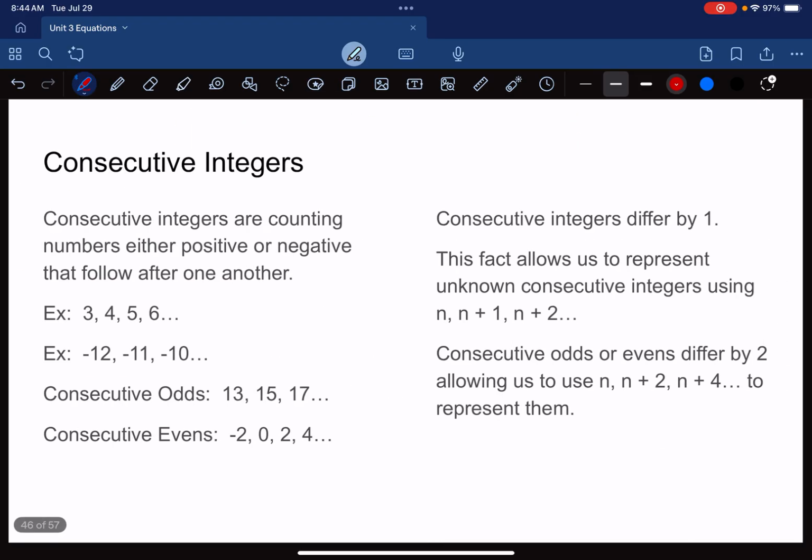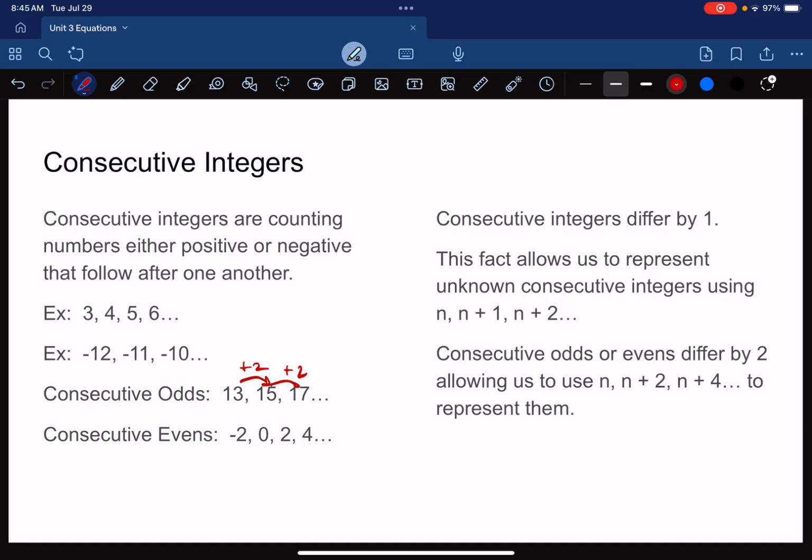Okay, a little more background for you. So consecutive integers are counting numbers, either positive or negative, and they follow one after the other. You can see there 3, 4, 5, 6, so on and so forth. But there's also consecutive odds, which would be 13, 15, 17. And there's consecutive evens, like -2, 0, 2, 4. And so the thing you need to understand about consecutive odds and consecutive evens is they differ by 2 each time. So 13 to 15 is a jump of 2, and 15 to 17 is a jump of 2.